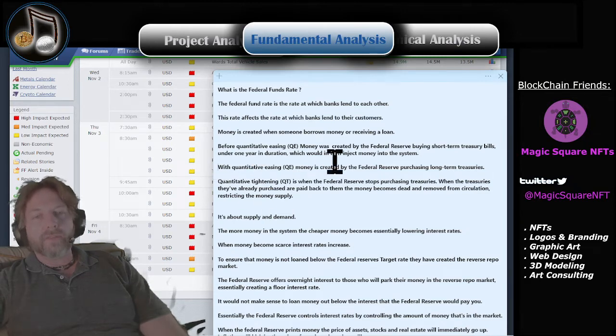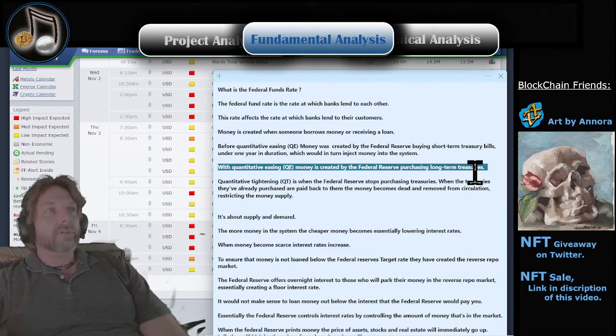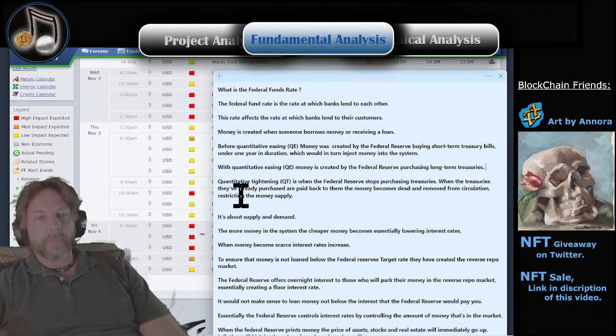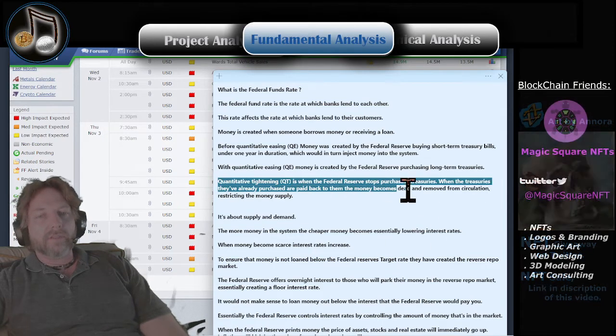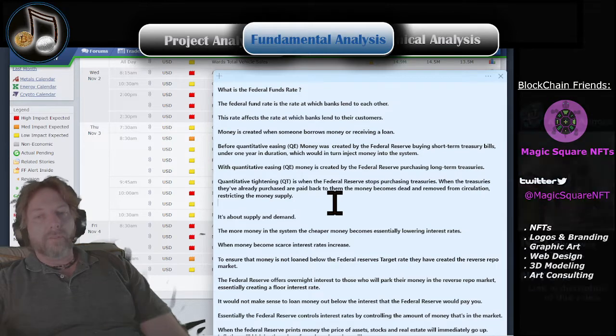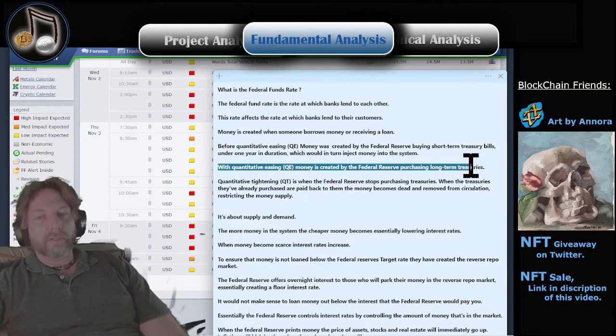With quantitative easing, money is created by the Federal Reserve purchasing long-term treasuries. So we switch from short-term treasuries to long-term treasuries. Quantitative tightening is when the Federal Reserve stops purchasing treasuries. When the treasuries they've already purchased are paid back to them, the money becomes dead money and is removed from circulation, restricting the money supply.